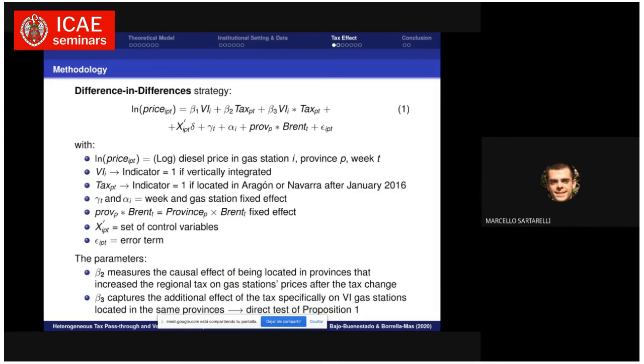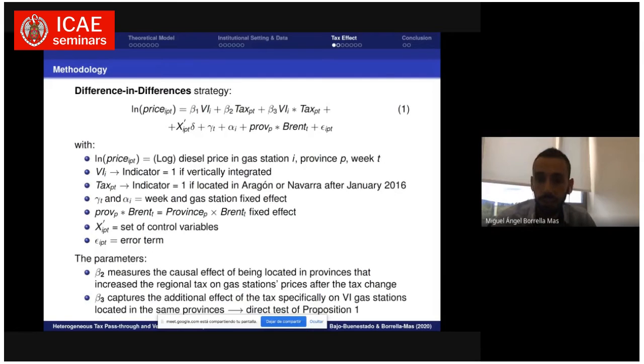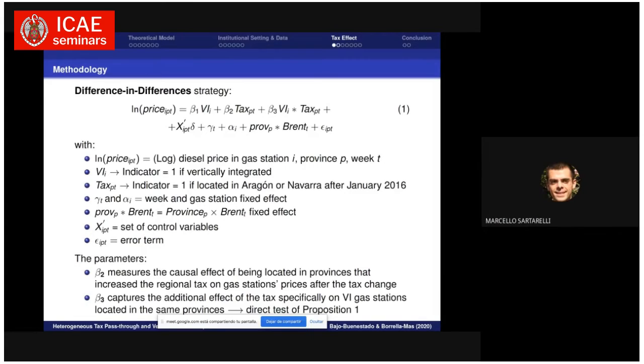One quick point. What about beta 1? How can beta 1 be there if VI is not time changing? Of course, beta 1 is not there when we have gas station fixed effects, because it's all captured by alpha.